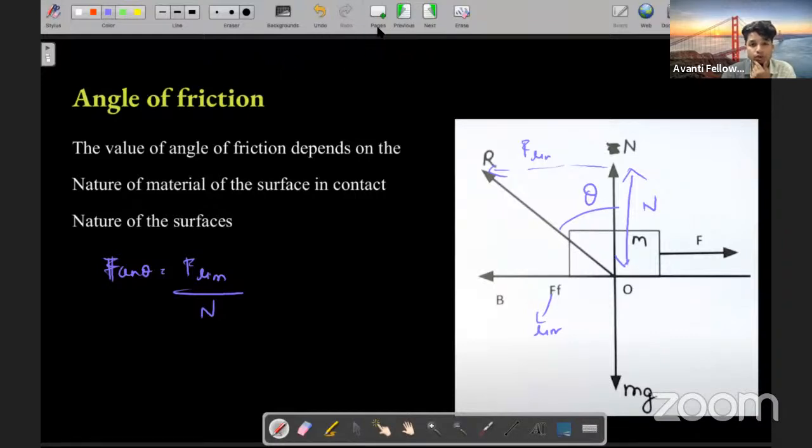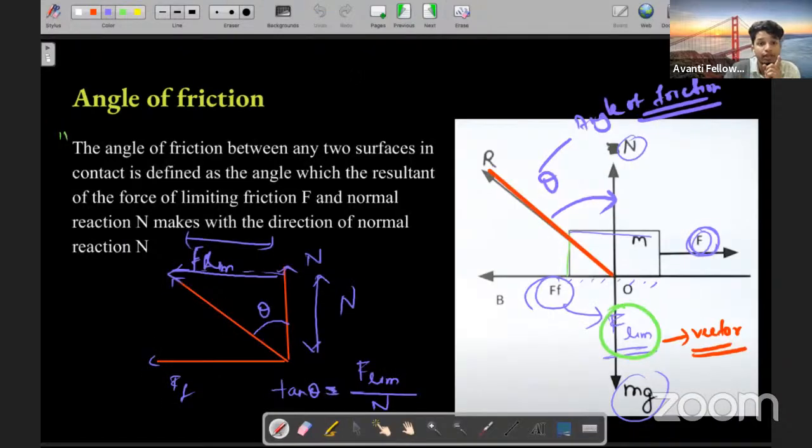Our resultant force opposite. Okay, just a second. Ballari students, always remember, okay? See, over here the definition says the angle made by the limiting force and the normal. The limiting force is along this side. The normal is along this side. Obviously, the resultant will come along this side. Yes, very good, very good.